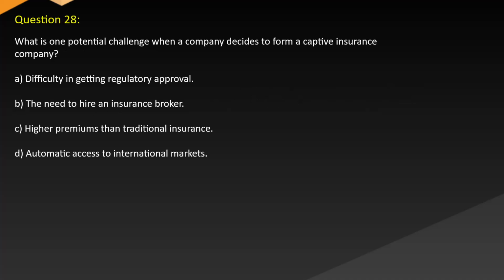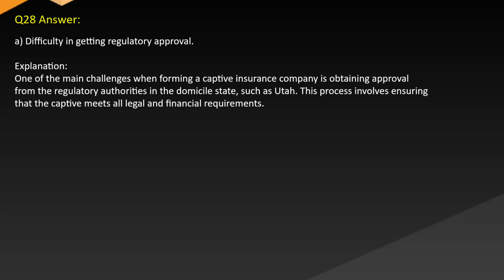Question 28. What is one potential challenge when a company decides to form a captive insurance company? A. Difficulty in getting regulatory approval. B. The need to hire an insurance broker. C. Higher premiums than traditional insurance. D. Automatic access to international markets. Answer: A. Difficulty in getting regulatory approval. Explanation: one of the main challenges when forming a captive insurance company is obtaining approval from the regulatory authorities in the domicile state, such as Utah. This process involves ensuring that the captive meets all legal and financial requirements.